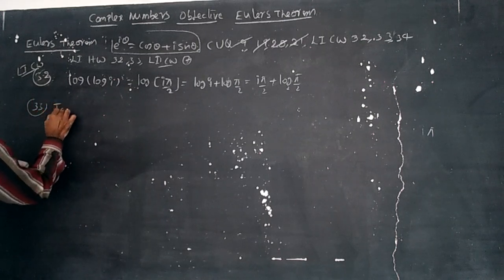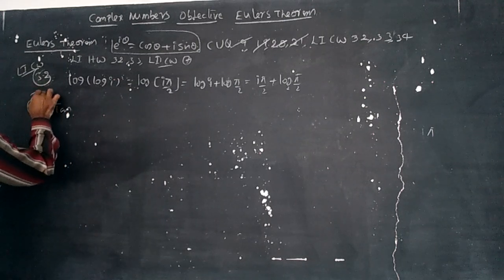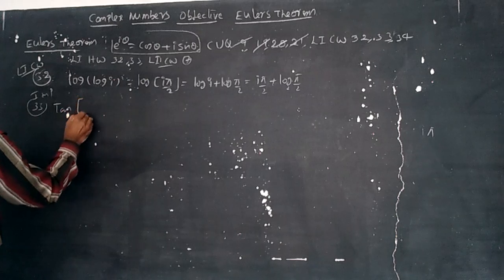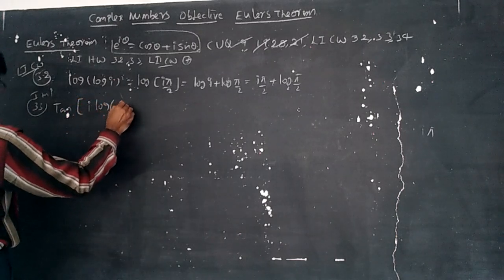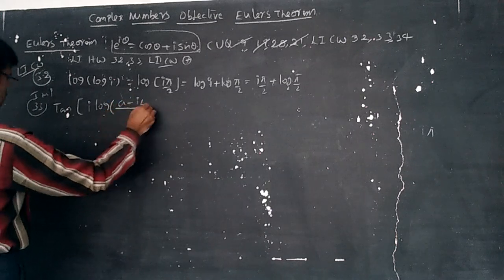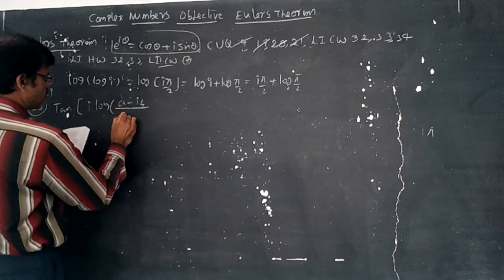33: tan of, this is important, tan of i log of (a minus ib) whole by (a plus ib).